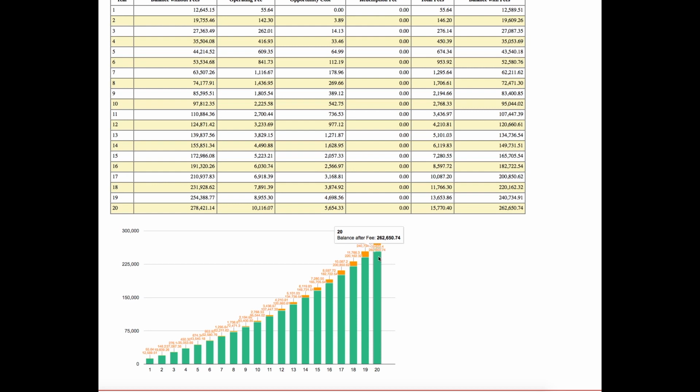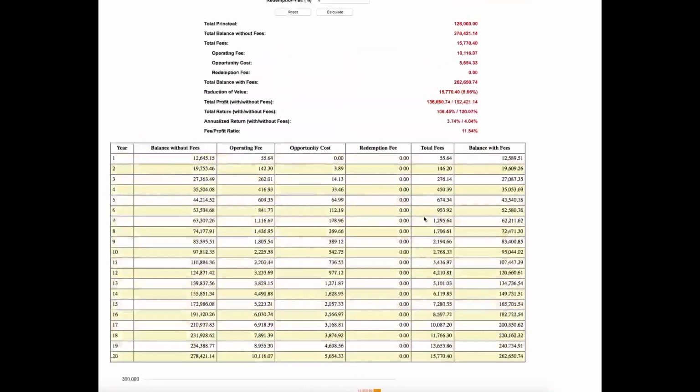Now let's see how much I have. I have $262,650. And I paid a total of $15,770.40 in fees, you guys. That is more than $14,000 more in fees just by going up 40 basis points.